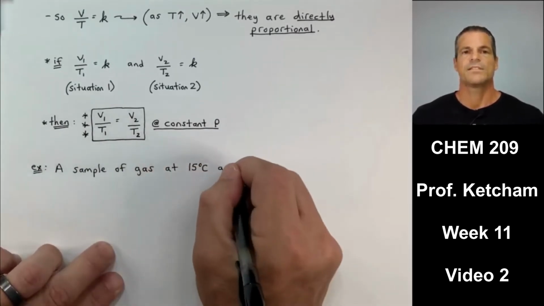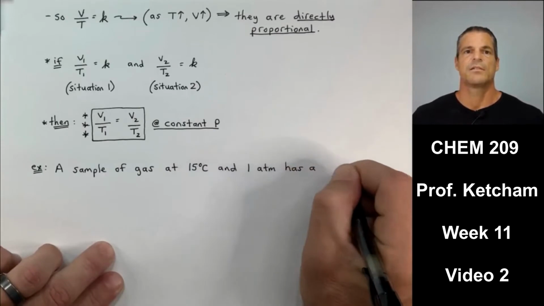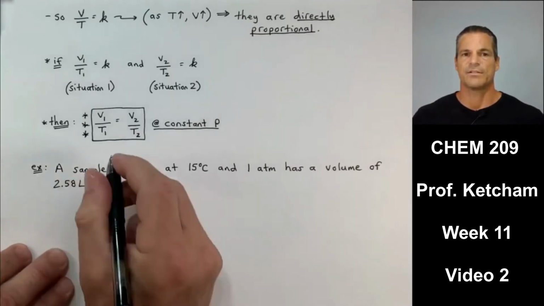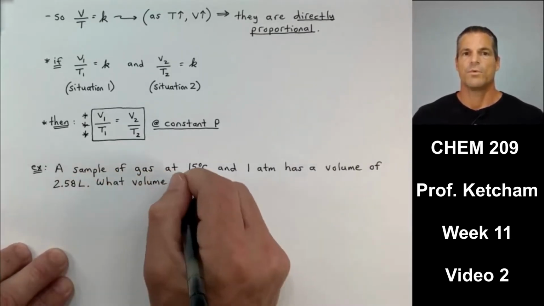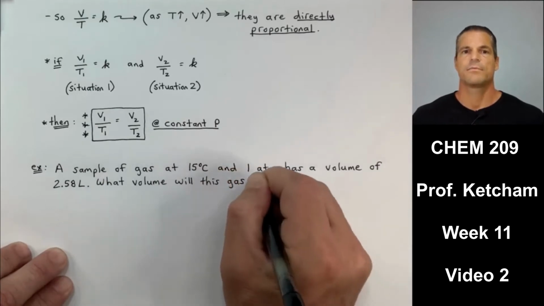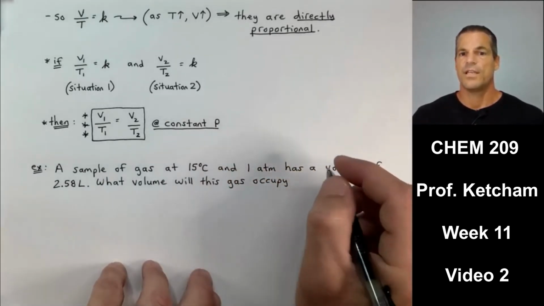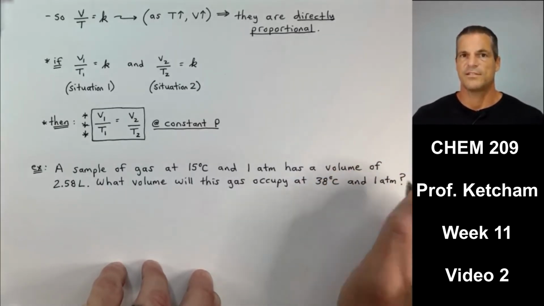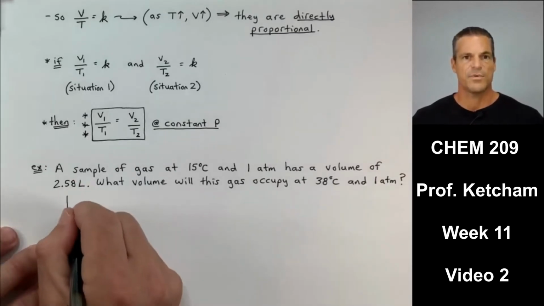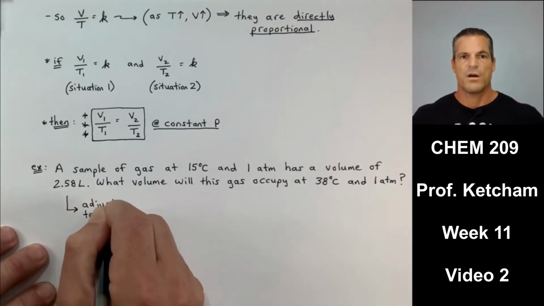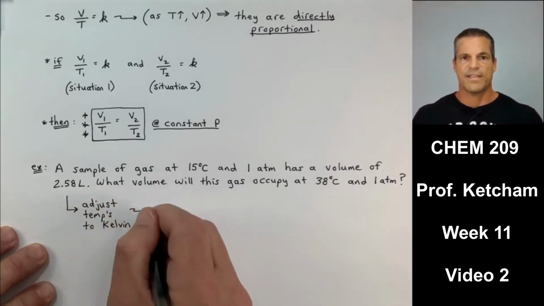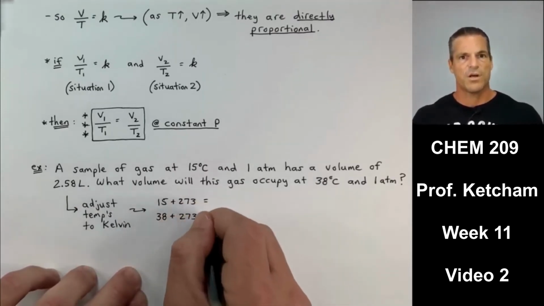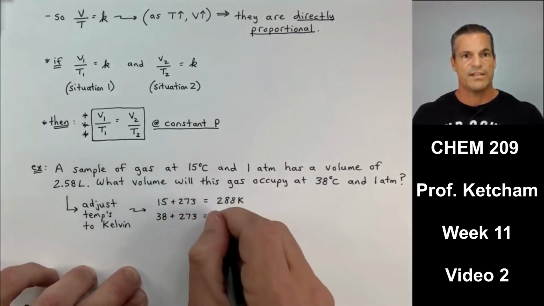Example. A sample of gas at 15 degrees Celsius and 1 atmosphere of pressure has a volume of 2.58 liters. What volume will this gas occupy at 38 degrees Celsius and 1 atm pressure? You notice the pressure stays the same, or in other words, it's constant. That's the condition we need. If the temperature is increased, the volume is going to have to go up. We expect a value greater than 2.58 liters.